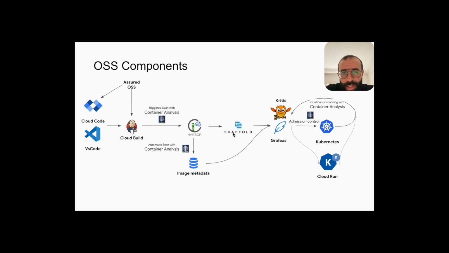Grafeas and Kritis are open source tools that can do the attestation about the provenance and the images, verify the image metadata and so on and so forth. And finally deploy to, as I mentioned, Kubernetes. You don't need to use Google Kubernetes Engine or another managed platform. And also cloud native, where Cloud Run is actually another implementation of cloud native.